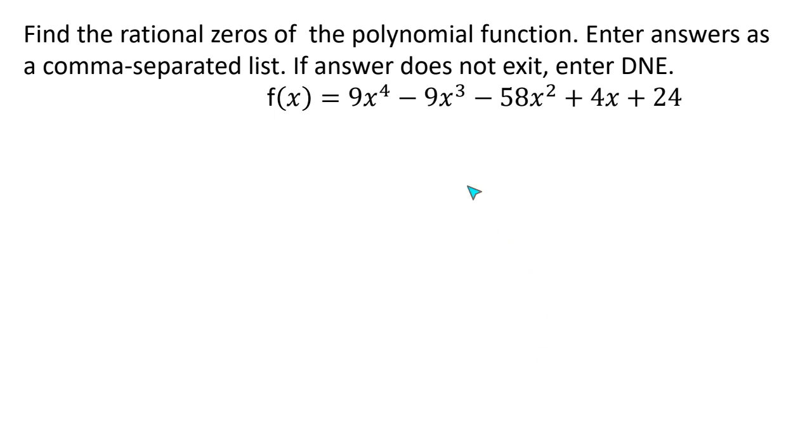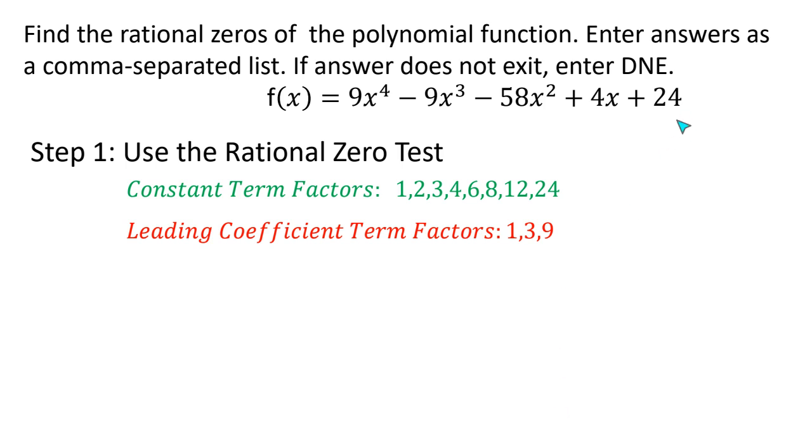Okay, let's try another one here. We have a polynomial with degree of 4, and so we want to find all the zeros. So we do the same idea. The constant is 24. So the numbers that I can multiply to give me 24 are 1 times 24, 2 times 12, 3 times 8, 4 times 6. And then the leading coefficient is 9. So that's going to be 1 times 1 and 3 and 9.